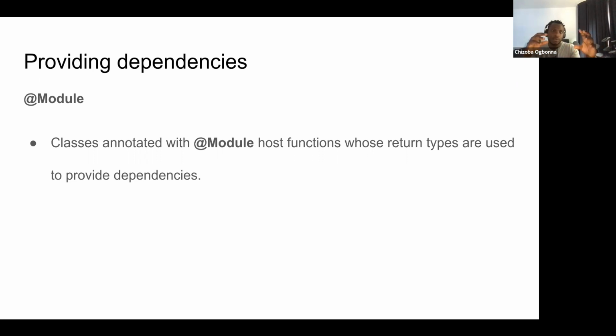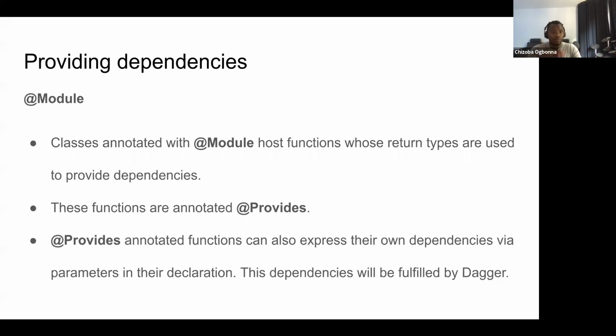We'll get to that soon, but first a bit of in-depth analysis on some of these things. For the modules, we already know that a module holds the functions, and this is how dependencies are provided. These functions' return types are the dependencies that you need. The functions in the module are annotated with @Provides. This is very important to stress a little bit. So these are provider functions.